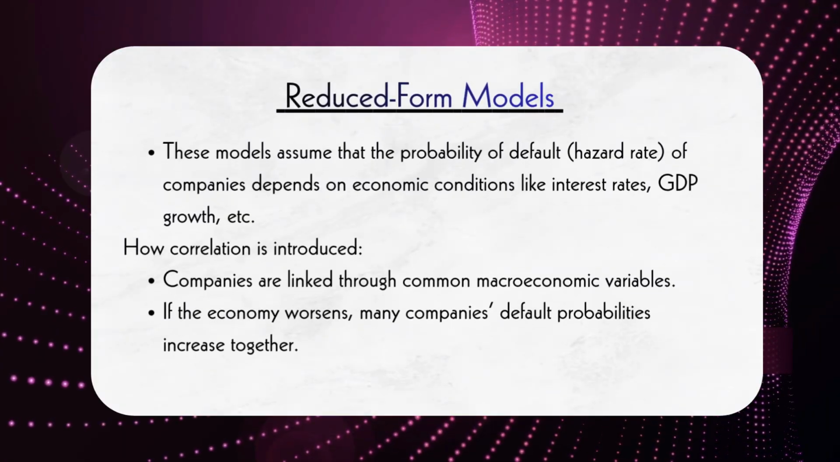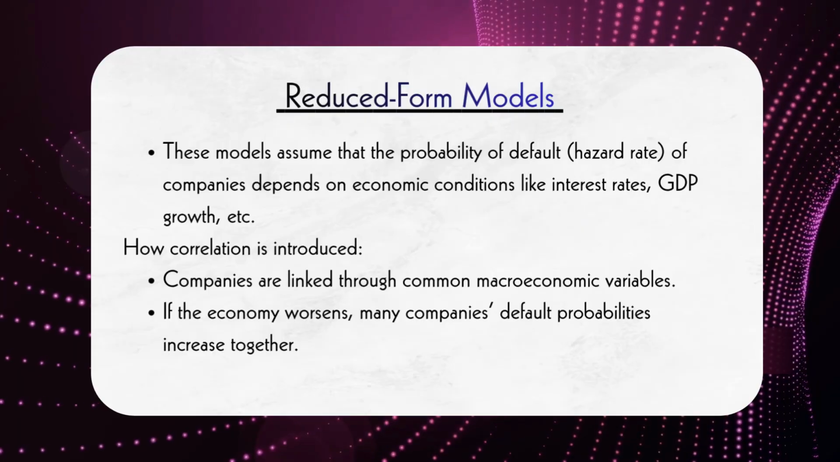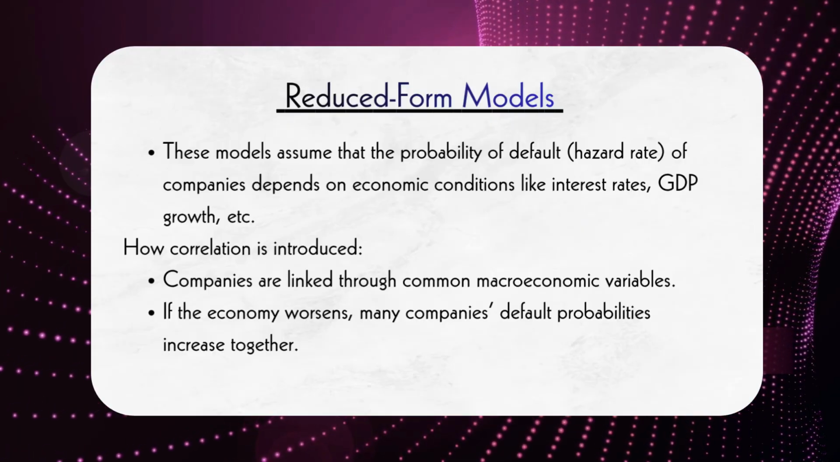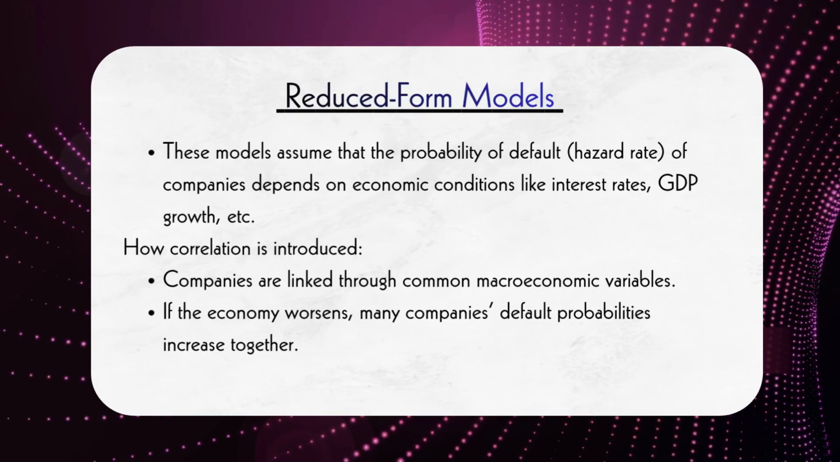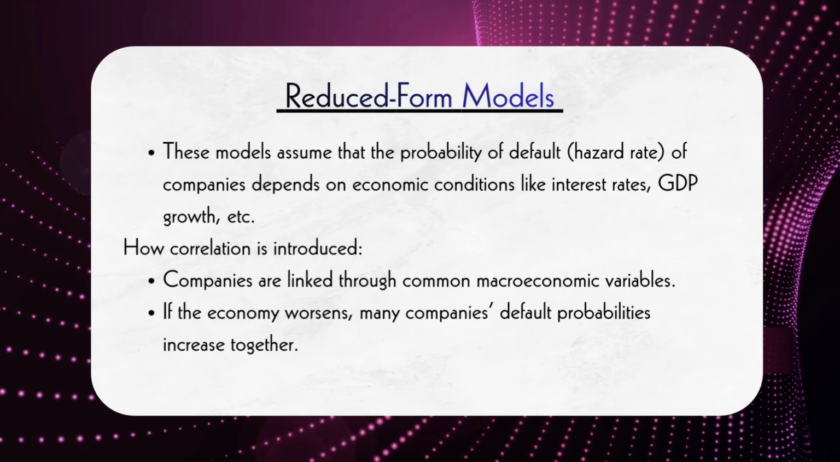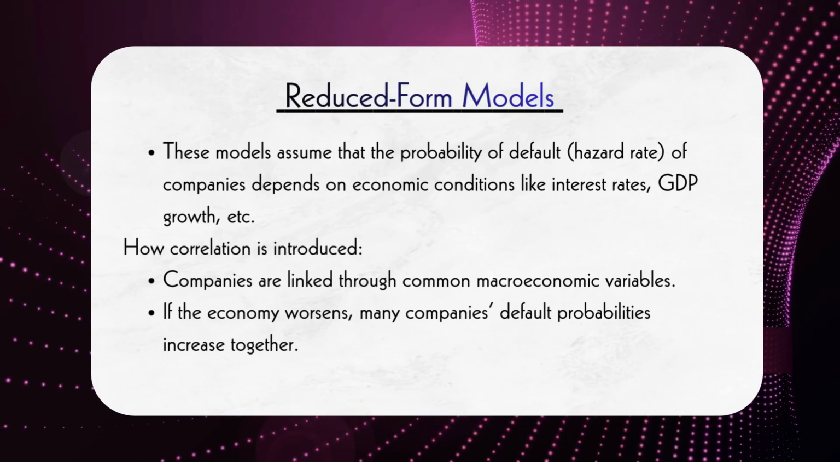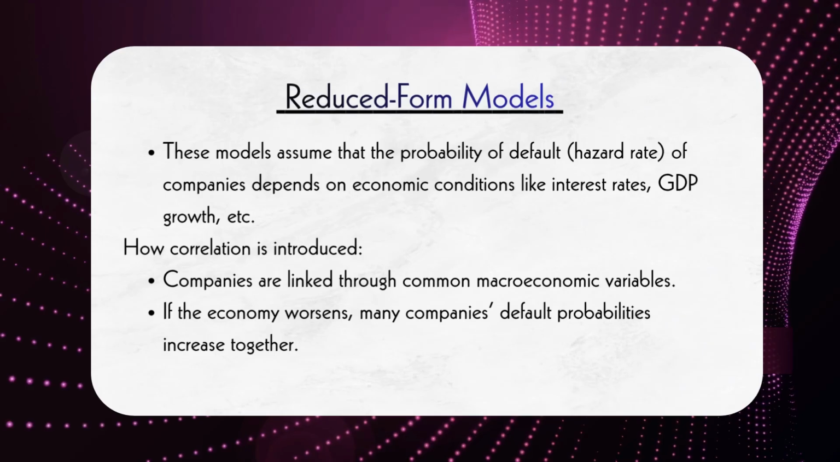Let's understand two important models used to measure default correlation in a very simple way. First, we have reduced form models, also known as hazard rate models. These models assume that the probability of default of a company depends on overall economic conditions like interest rates, inflation, or GDP growth. In simple terms, companies are connected through the economy.